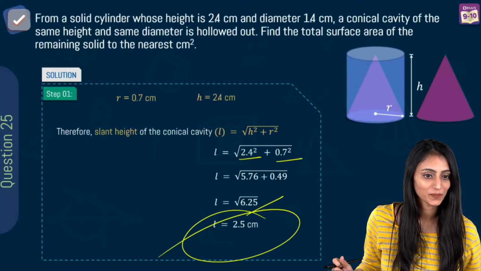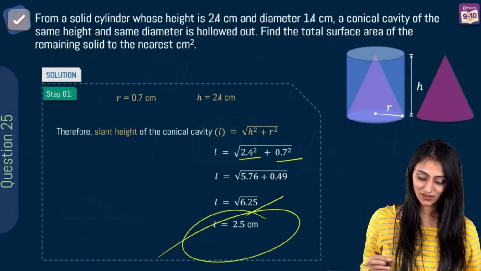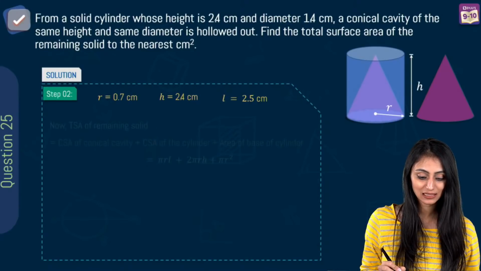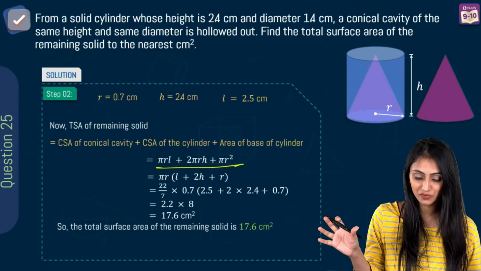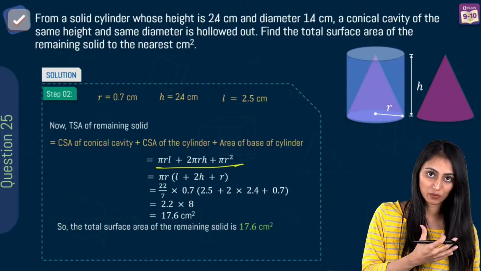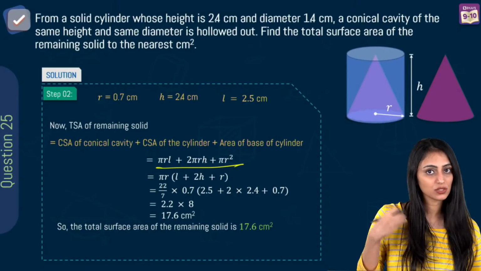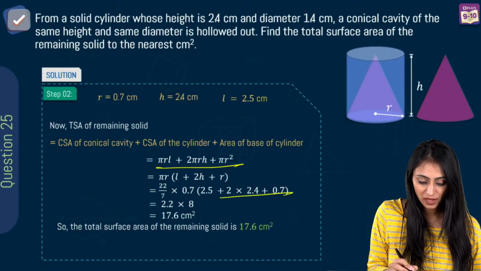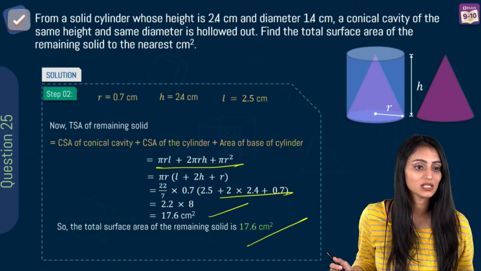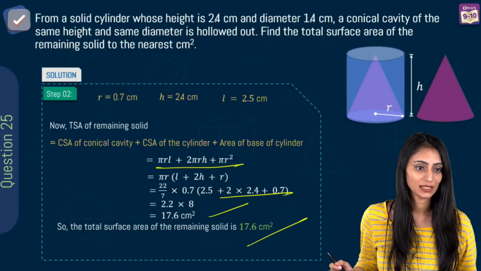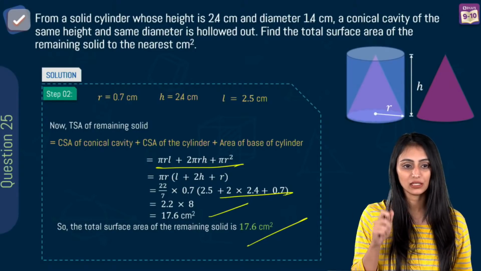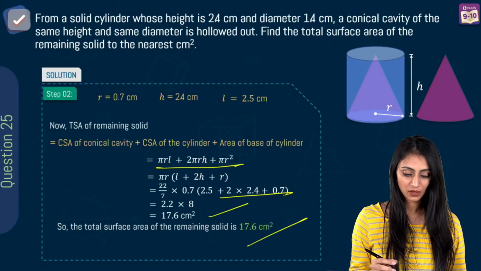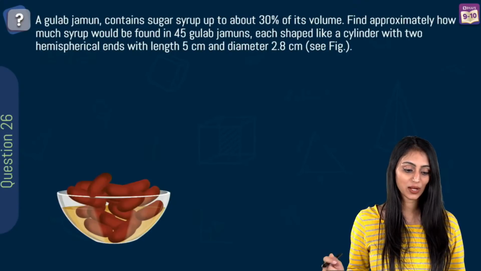Yes, Mayank? Alright, awesome. So this is clear. So we have the slant height. Now I can just apply the formula. See, here also we have written all the formulas first, then we took common factors from here to reduce the calculation time also. Let's put all the values. You get 17.6 centimeter square. That's the answer. Yes, that was for the slant height. Alright, let's move ahead.